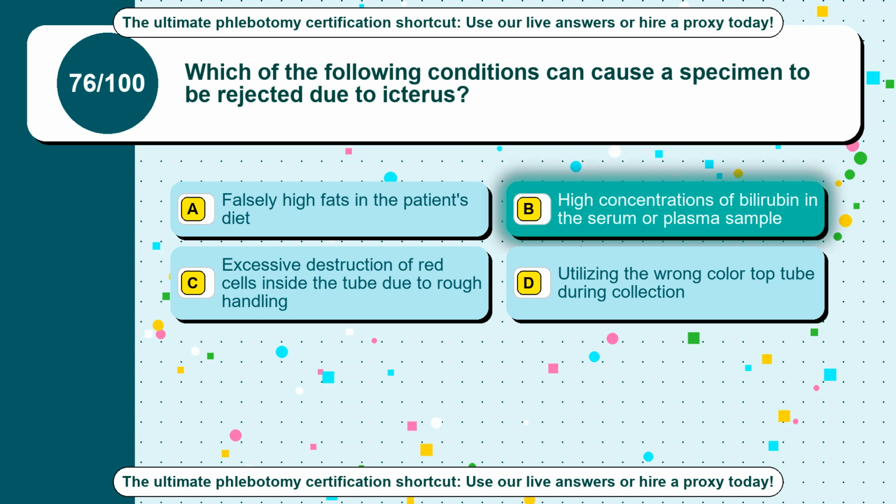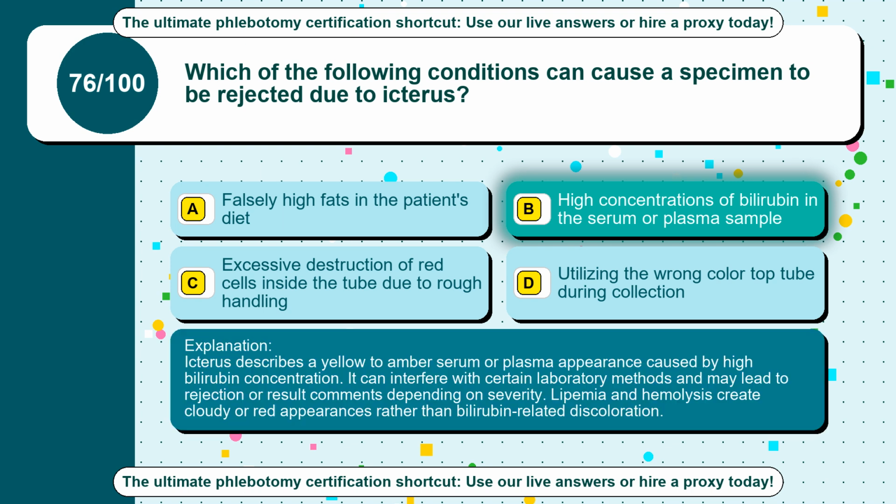The correct answer is option B, high concentrations of bilirubin in the serum or plasma sample. Icterus describes a yellow to amber serum or plasma appearance caused by high bilirubin concentration. It can interfere with certain laboratory methods and may lead to rejection or result comments depending on severity. Lipemia and hemolysis create cloudy or red appearances rather than bilirubin-related discoloration.